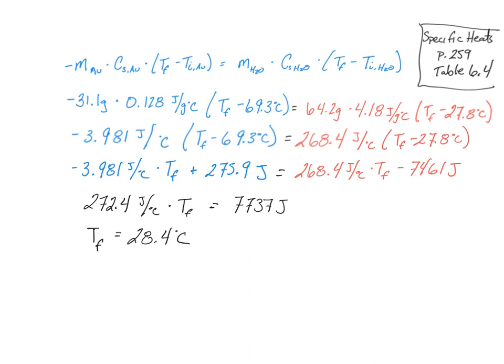Remember that the gold started at 69.3 degrees C, and the water started at 27.8 degrees C. And we said that we had our gold and the heat was flowing out into the water. So we would expect the temperature of the water to increase and the temperature of the gold to decrease. And based upon our final temperature, this is the case. And so this is your sanity check for these types of problems.